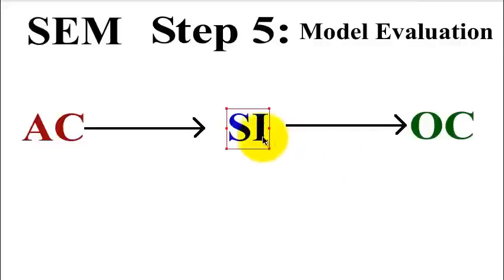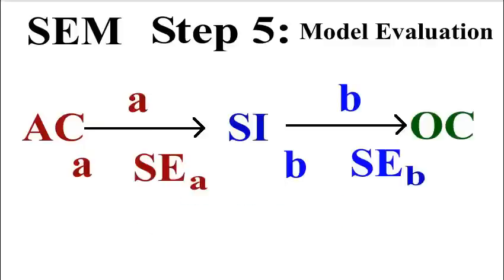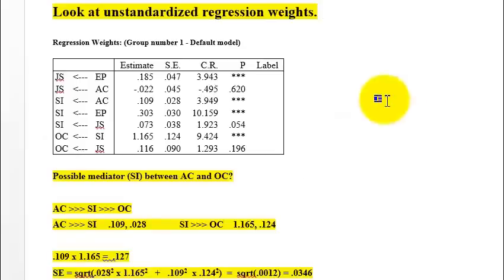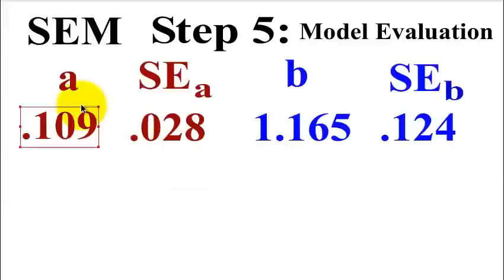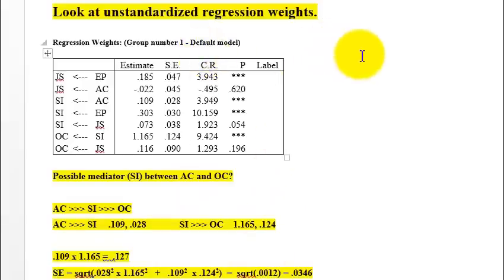But we're going to check to see if SI is acting as a mediator between AC and OC. So, A is the regression estimate between AC and SI. B is the regression estimate from SI to OC. And we need to pull that up from the table. All right, so the estimate from AC to SI is right here, right? It's 0.109. The estimate between SI and OC is right there. It's 0.1165. So this is where we're pulling these numbers off. And we're just going to go ahead and substitute all the values. Again, we pulled these values off of the unstandardized regression weight box from AMOS.